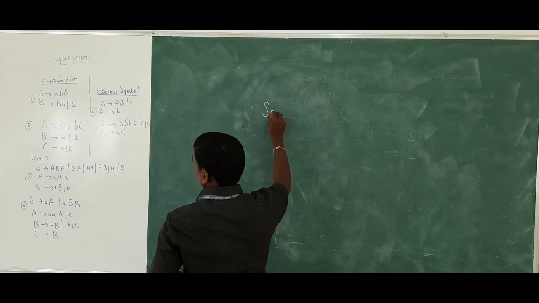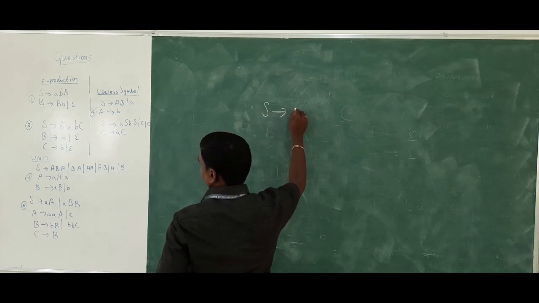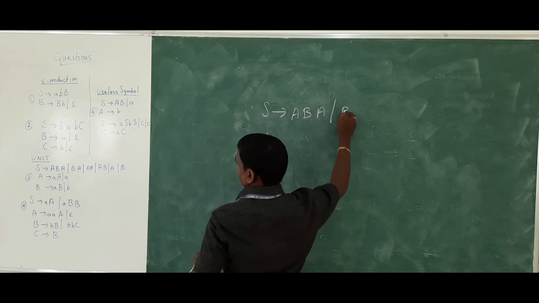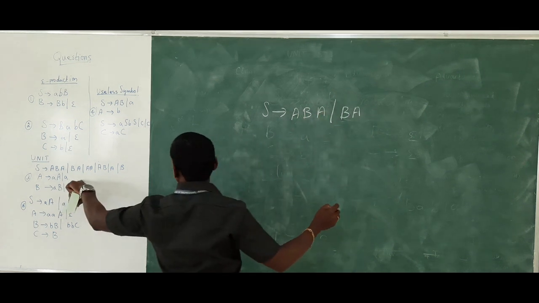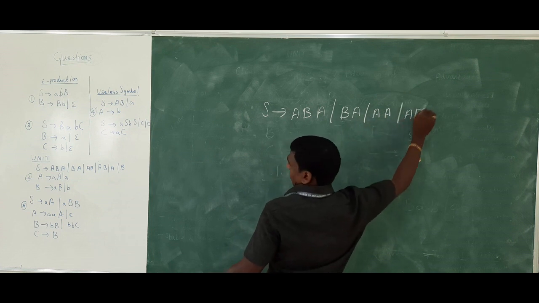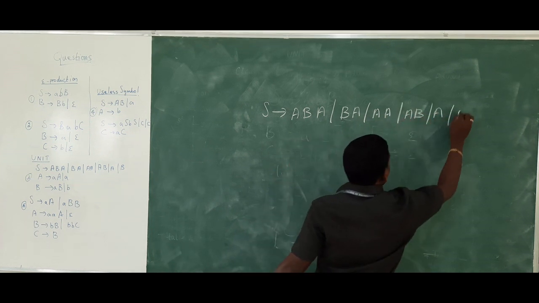S tends to ABA slash BA, AA slash AB slash A slash B. This grammar I am going to take.